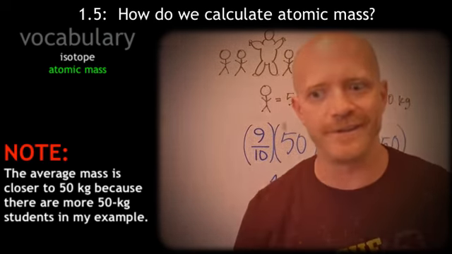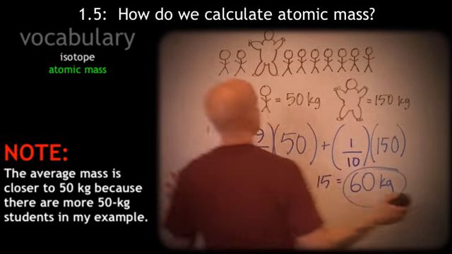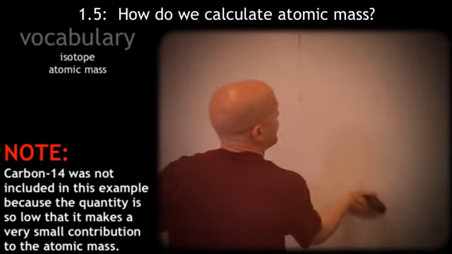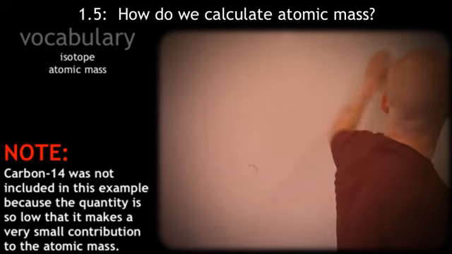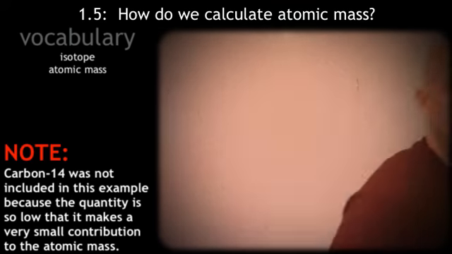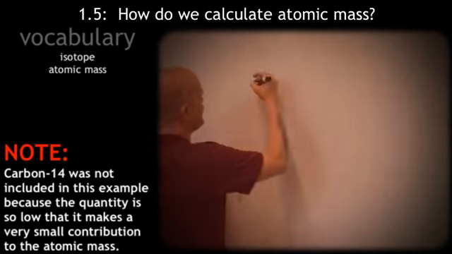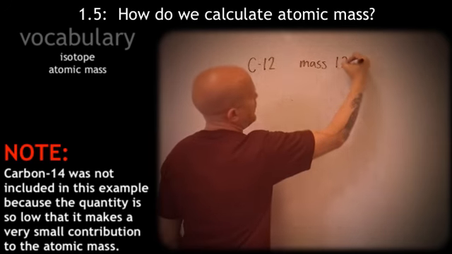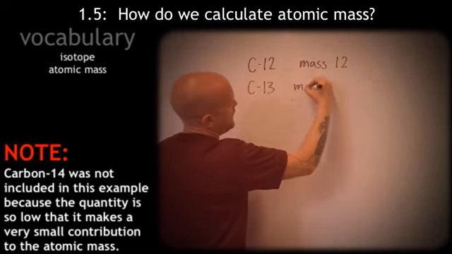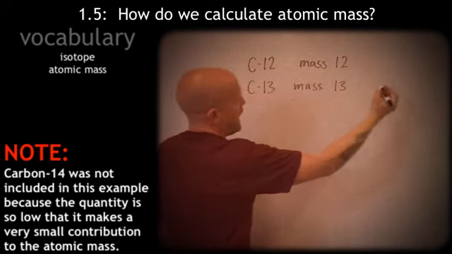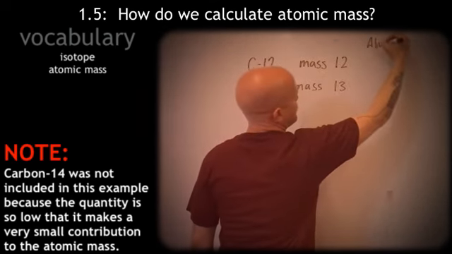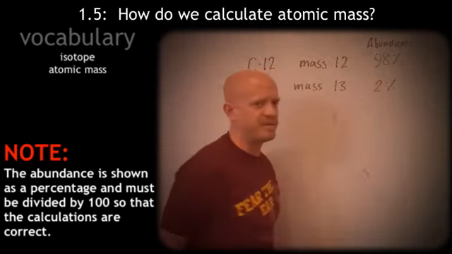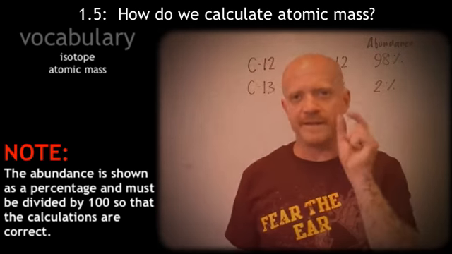So let's show you another example. So we go through it. All right. Let's look at carbon 12 versus carbon 13. So carbon 12, it is a mass of 12. Carbon 13 is a mass of 13. And the abundance is 98%. And let's just say this is 2%. When we factor in carbon 14, it is a fraction of a percent.